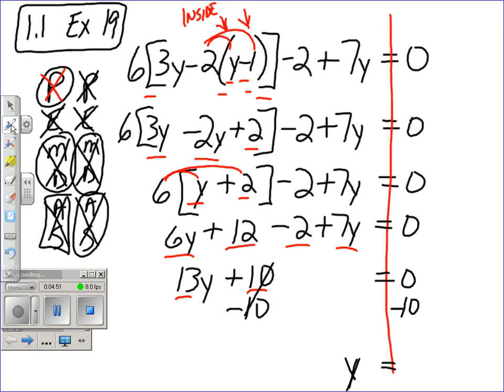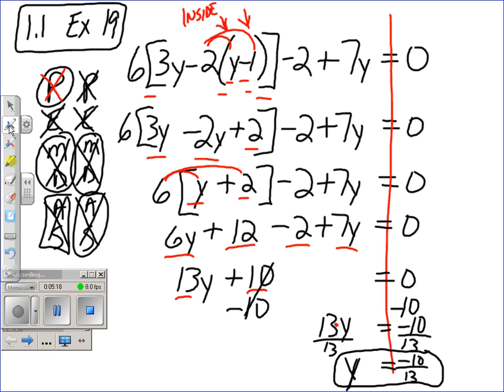That cancels out, and now I have 13y equals negative 10. And my last step is to get rid of this 13. Now remember, that is 13 times y. How do I get rid of times 13? I divide by 13, and my final answer is the fraction negative 10 over 13, which you can change to a decimal if you want to, but it's fine to leave it as a simplified fraction.